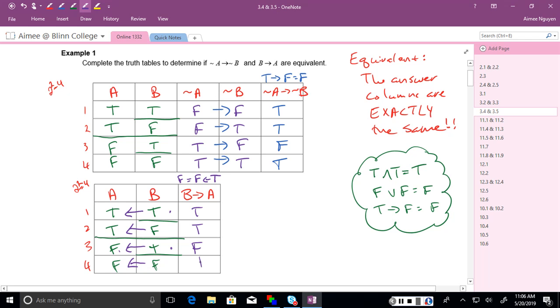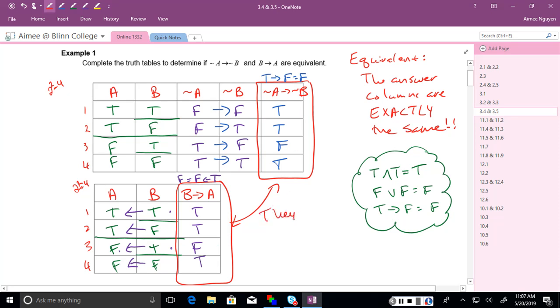Everything else is true. Now that I have those two, I can look at the answer columns. So answer column here, answer column here. When I compare those two, true, true, false, true, true, true, false, true, they are the same. So they are equivalent. My math lab might say logically equivalent. And that's fine. They're the same.